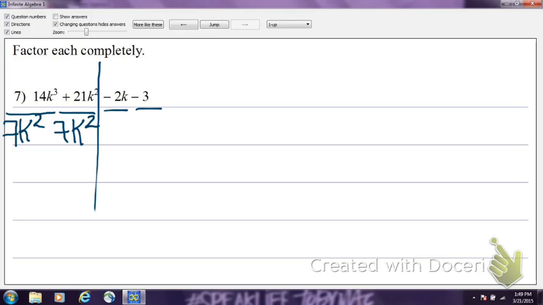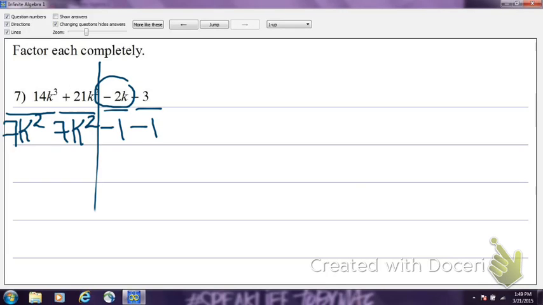Next, between 2 and 3, nothing really goes into them. So I'm going to pick 1 because I have to have a common factor for the second set in order to do anything. Since it's a -2, I'm going to go ahead and divide by a -1. So that way things will work out nicely for me if I pick the sign of this guy.